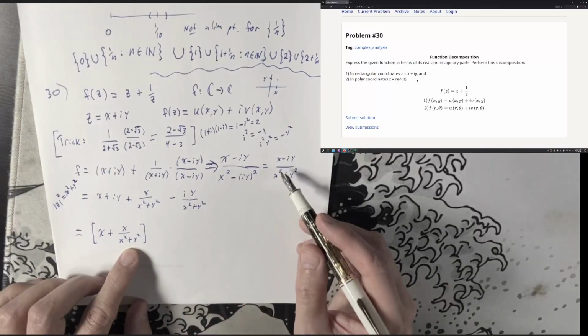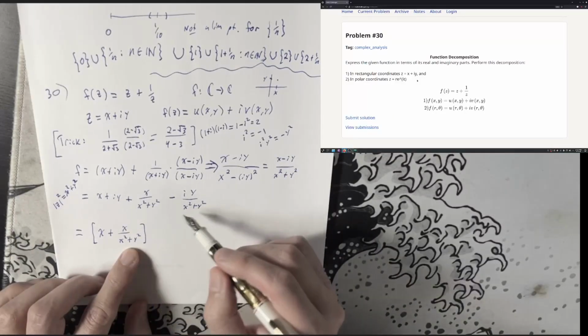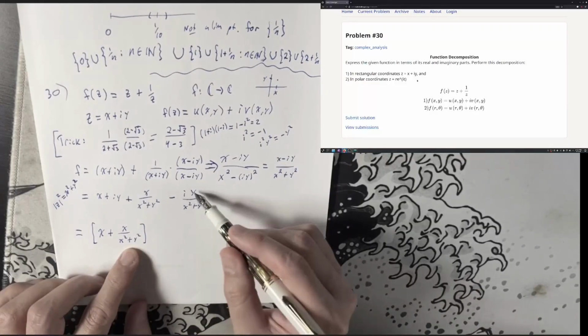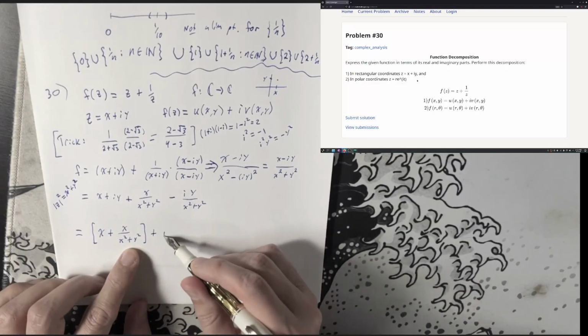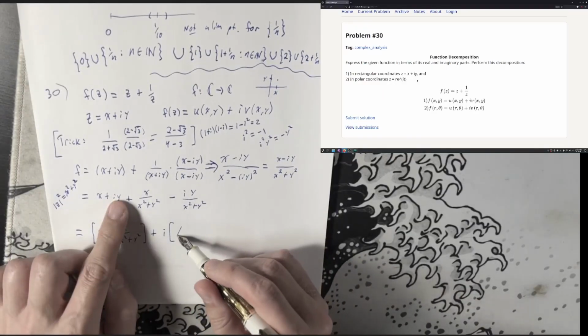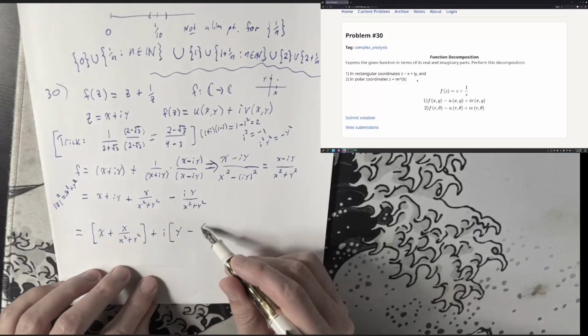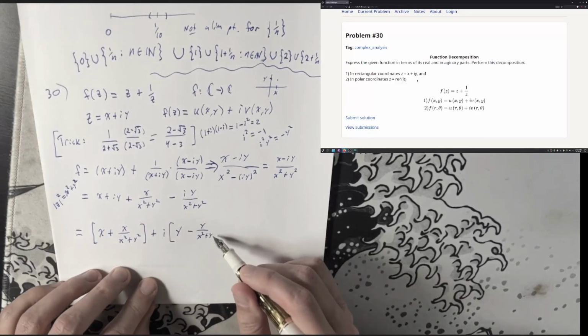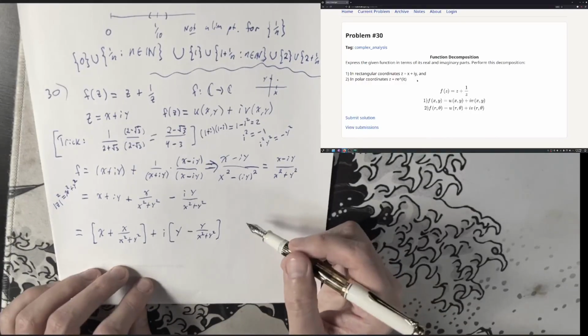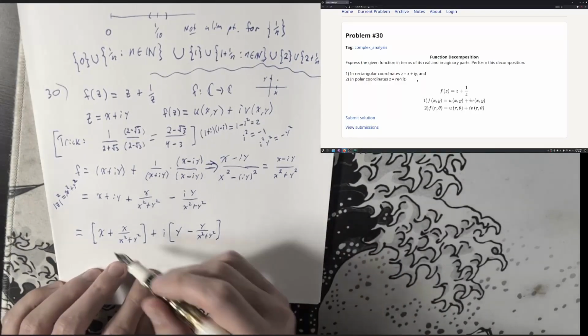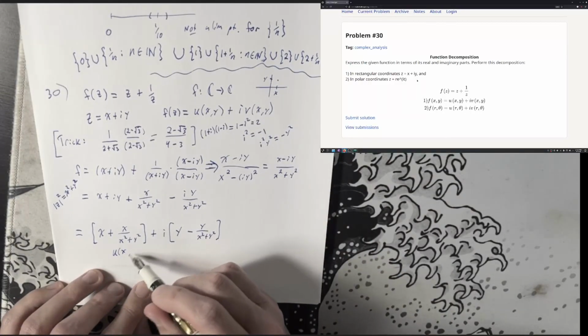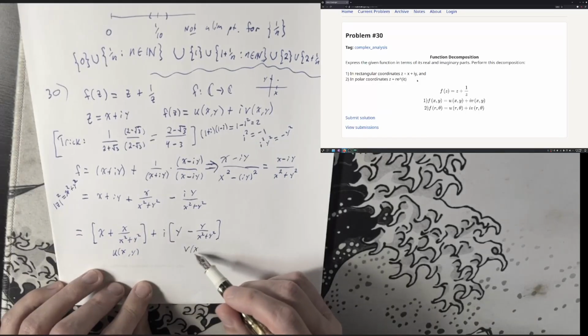So anyway, these two parts are real, and then there's two imaginary chunks, the y and the -y over the square. So we're going to add i times, there's a y, and there's a -y over the square. Like that. And that's it for the first part. This is u. This is v.